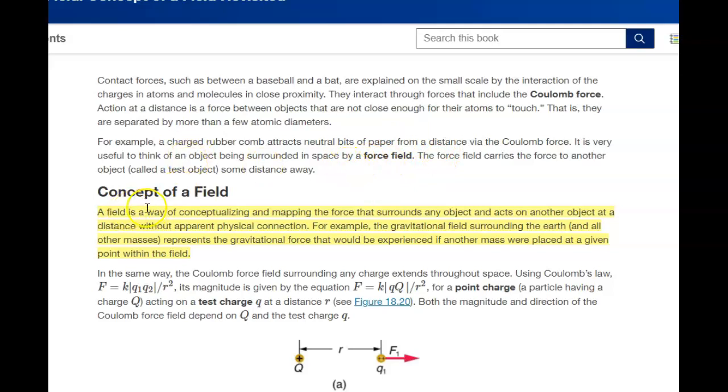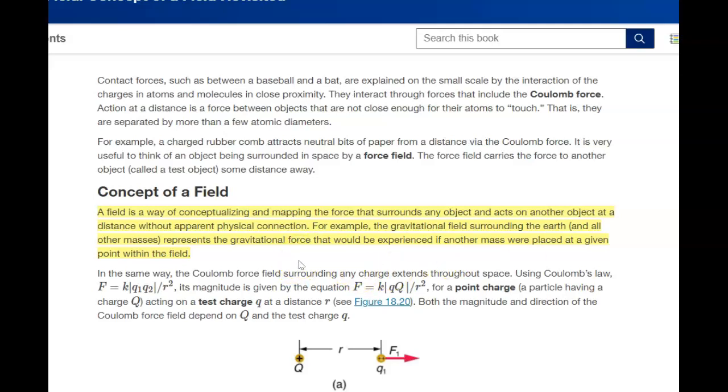Okay, so a field is a way of conceptualizing and mapping a force that surrounds any object and acts on any other object at a distance without any physical connection. That's what I was trying to explain in a lab about the invisible field lines. So, for example, the gravitational field surrounding the Earth and all masses represents the gravitational force that would be experienced if another mass were placed at a given point in the field.